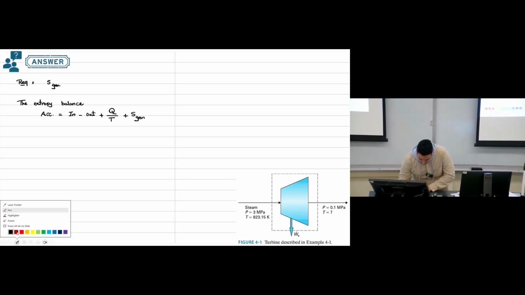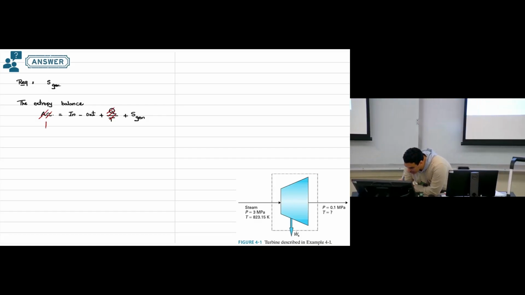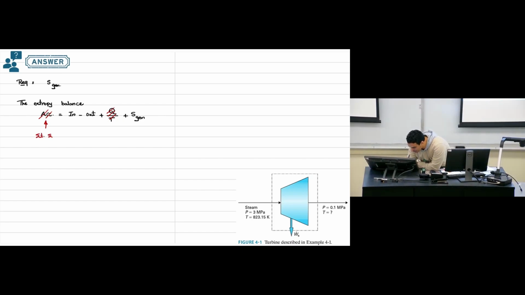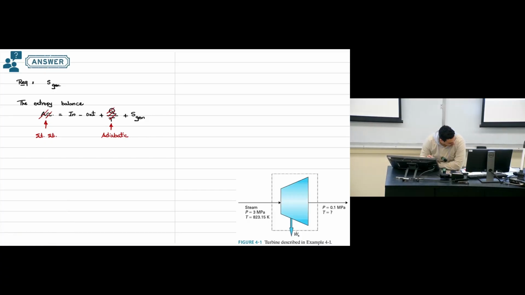In this example, the process is a steady state, so the accumulation will be 0. The process is adiabatic, so this term will be 0. So always this term is cancelled if you have a steady state process. This term will be cancelled if you have an adiabatic process. So at the end, the S generation will be the outlet entropy minus inlet entropy, which is mass times outlet specific entropy minus inlet specific entropy.